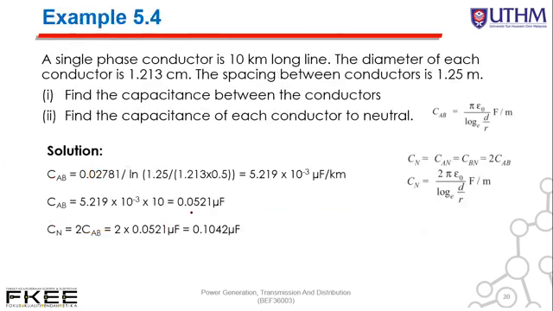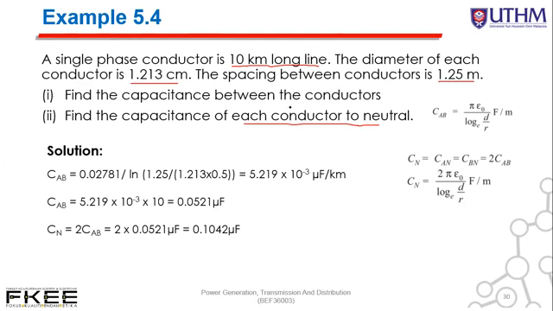Now let's look at example 5.4. A single phase line is 10 kilometers long. The diameter of each conductor is 1.213 centimeters, and the spacing is 1.25 meters. Find the capacitance between the conductors and find the capacitance of each conductor to neutral.